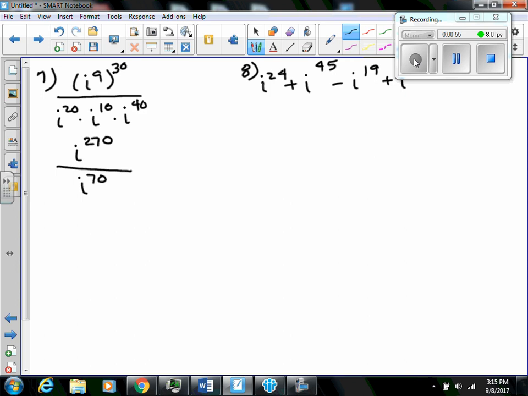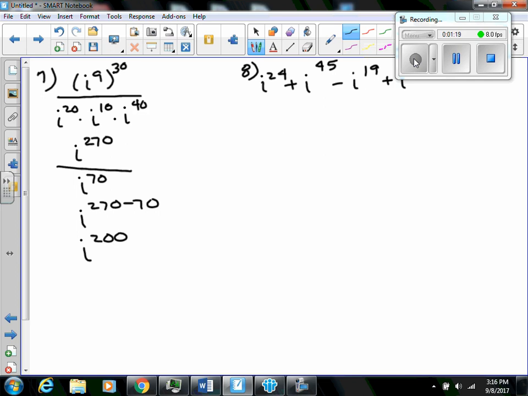Now you've got division. You've got i to the 270 divided by i to the 70. The rule for division is you're going to keep the base and subtract your exponents. So this is i to the 270 minus 70. Now 270 minus 70 is 200. So i to the 200th power.